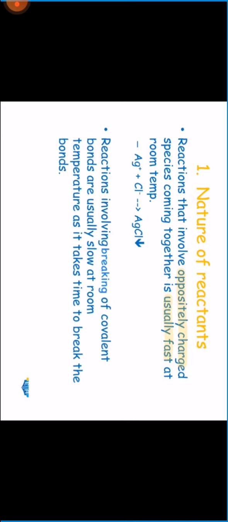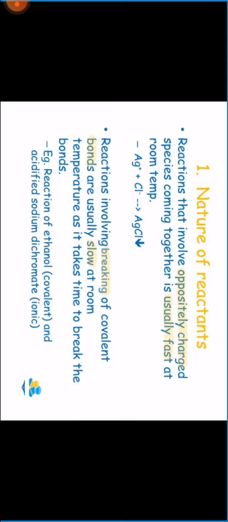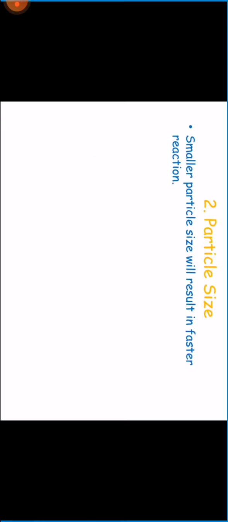Reactions involving the breaking of covalent bonds are usually slow at room temperature, as it takes time to break the bonds. An example of this slow reaction is the reaction of ethanol, which is covalent, and acidified sodium dichromate, which is ionic. So the next factor that we're going to look at is particle size.